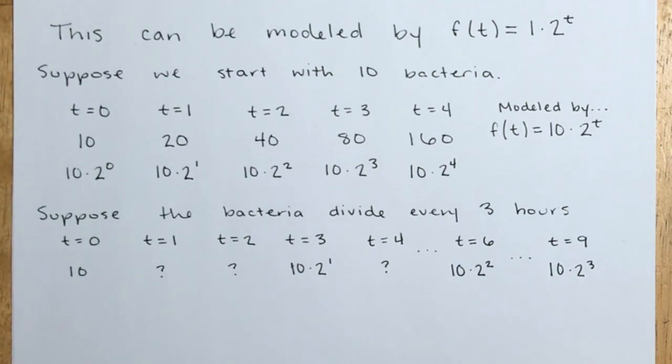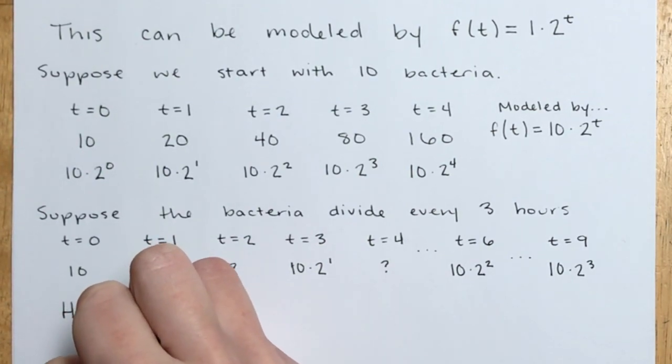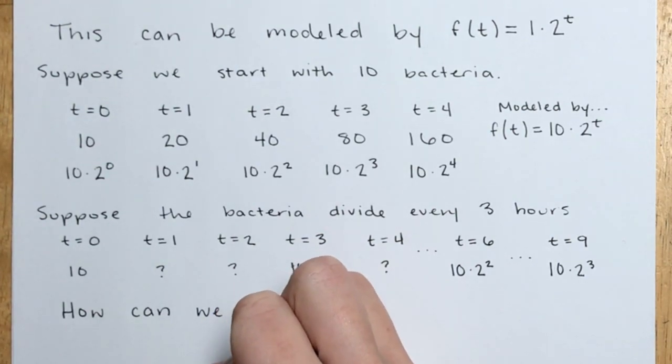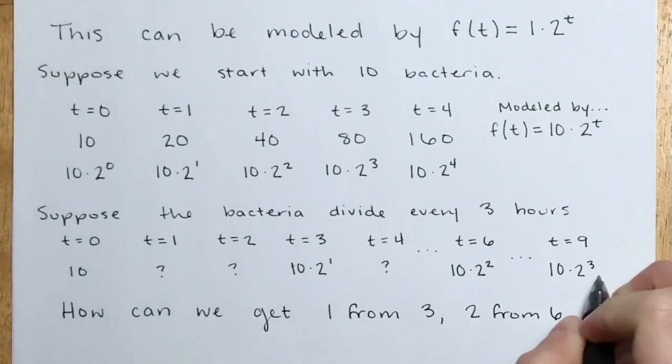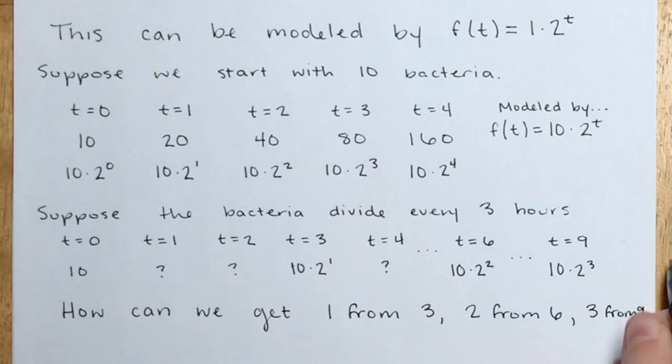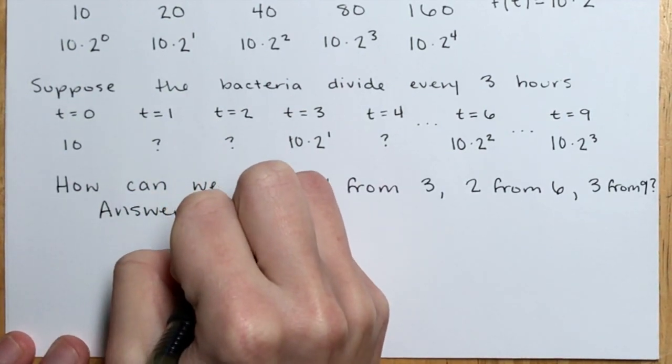So how are we going to be able to model this? We need to make it so that our exponent on the 2 is 1 when t is 3. We need to make it so the exponent is 2 when t is 6. We need to make it so that the exponent is 3 when t is 9. How can we get 1 from 3, 2 from 6, 3 from 9? How can we make 3 become 1, 6 become 2, and 9 become 3? We divide. Divide by 3.